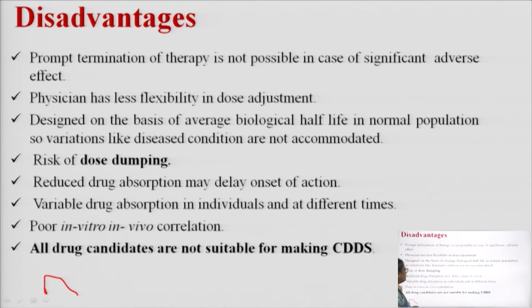Then, variable drug absorption in individuals and at different times. The variability in drug absorption occurs due to variations in individual physiology or pharmacokinetics of the drugs. So, there is variability in drug absorption in individuals and at different times. There is poor in vitro in vivo correlation. Thus, all drug candidates are not suitable for making controlled drug delivery systems.